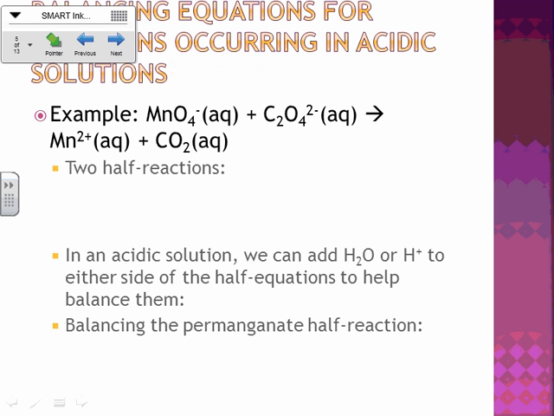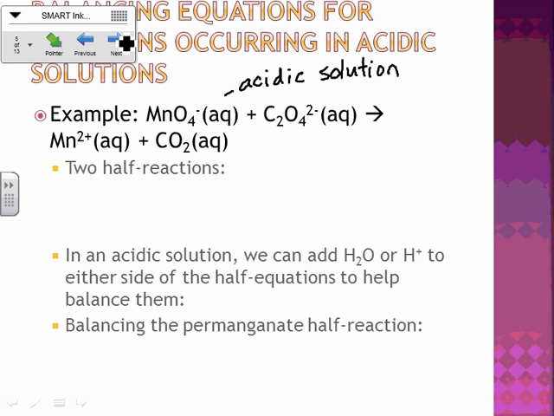All right, so let's talk about how to balance these things. A lot of times, I would say most of the time, they're going to tell you that these things are happening in acidic solution or in basic solution. A lot of times, redox reactions won't occur unless they have that H plus available to them. We're going to assume that this is taking place in an acidic solution, because we need something that's in the acidic solution in order to make this equation actually work.